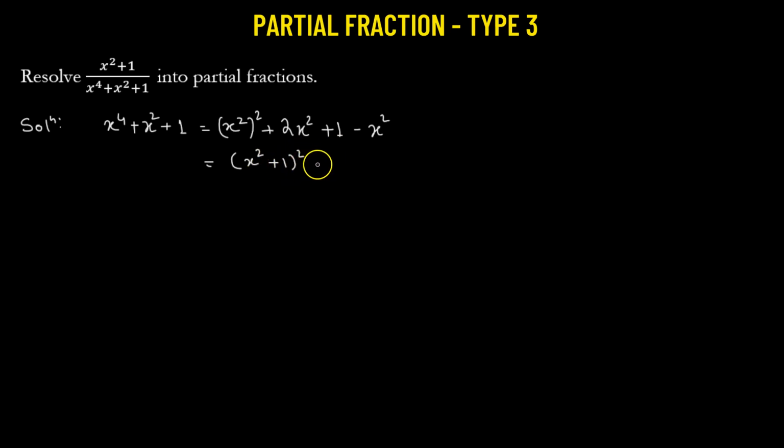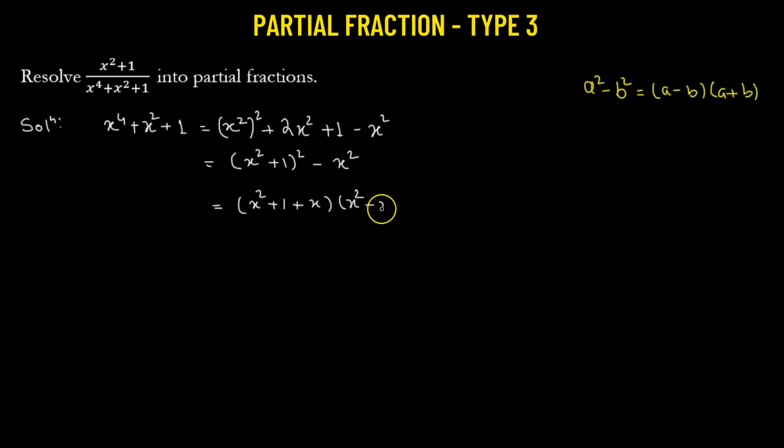So we have x squared plus 1 whole squared minus the extra term x squared. And this gives us the difference of two squares, which is a squared minus b squared. So this is simply the product of the factors a minus b and a plus b. Meaning, we can now rewrite the difference of the two squares as the factors x squared plus 1 plus x times x squared plus 1 minus x. Fine. Which means that now we have successfully factorized our denominator into two factors.